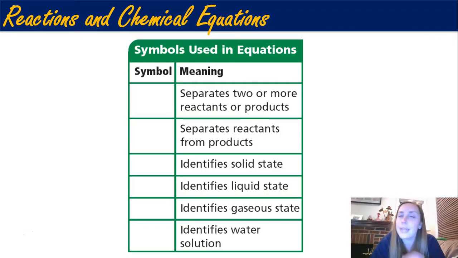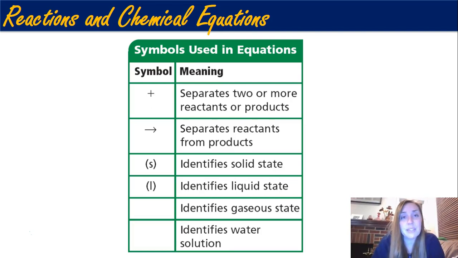So there's a few symbols. I went over them briefly, but let's make sure you know them all. If you are separating two or more reactants or products, then you need a plus sign between them. When you separate reactants from products, you have the yield sign. Notice this is not equal to, right? If you have hydrogen and oxygen reacting to form water, hydrogen and oxygen are not equal to water, but they rearrange to make water. An S in parentheses represents solids.